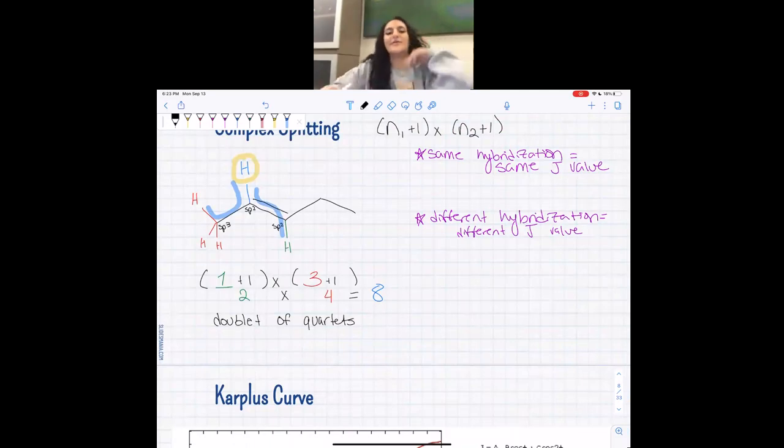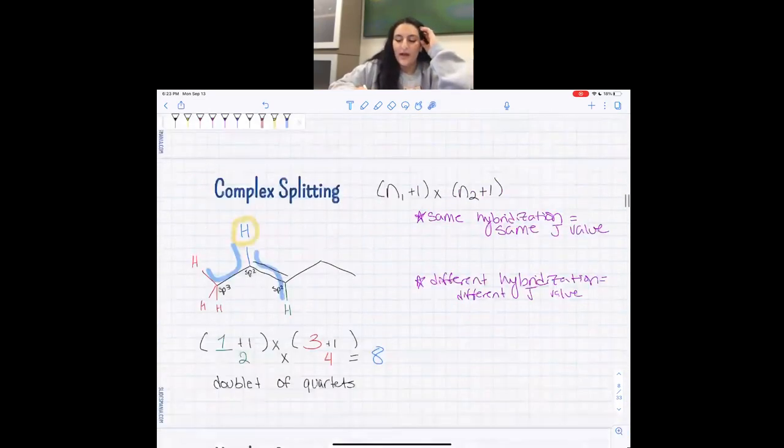You start with the lower number, so N1 is going to be the smaller number. But for the purposes of this exam, if you know doublet of quartets or quartet of doublets, both are fine. He's not going to give you both answers to choose from. As long as you can get to 8 and get this general idea, you should be good.